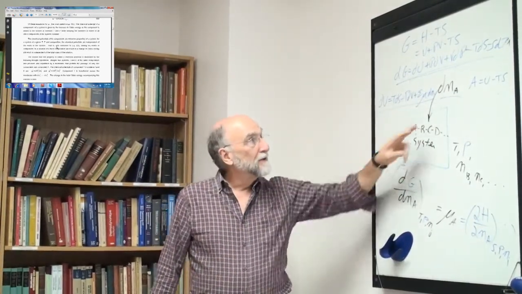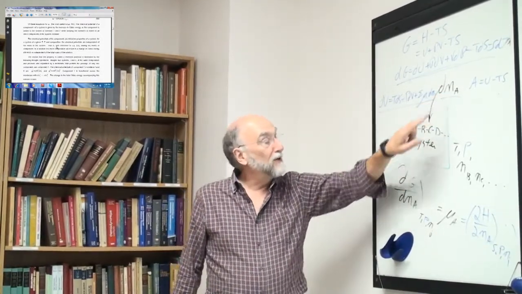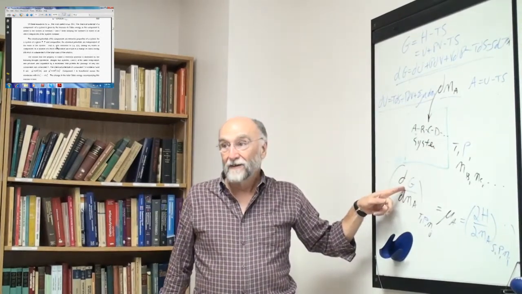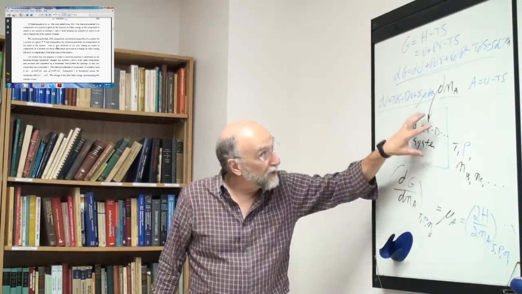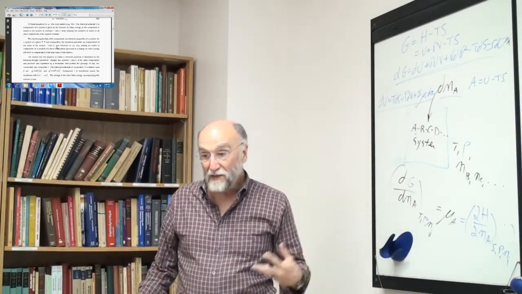But if I add a millionth of a mole to 1 mole, or if I add a millionth of a mole to 1,000 moles, it's going to give me the same change in dG, as long as the composition doesn't change. That's why you're adding a small amount. So it's an intensive property.